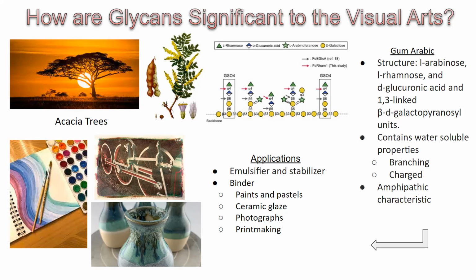Gum arabic is also used to aid in binding ceramic glazes. This allows for the glaze to adhere to the pottery before firing. It also increases the fluidity of the glaze mixture and minimizes aggregation of the particles within the mixture.